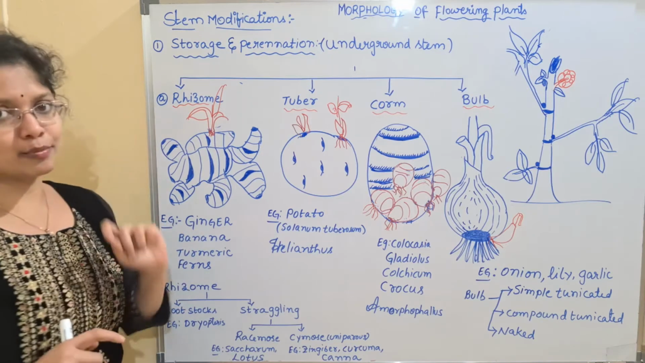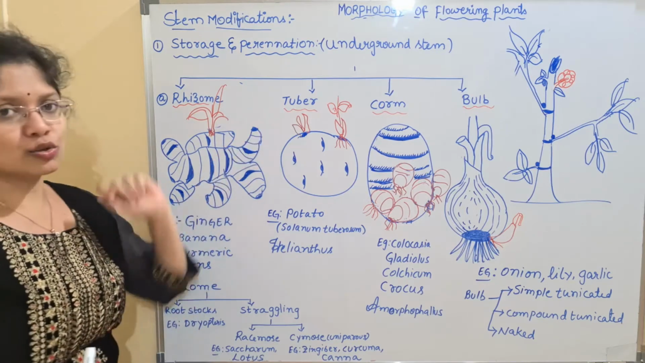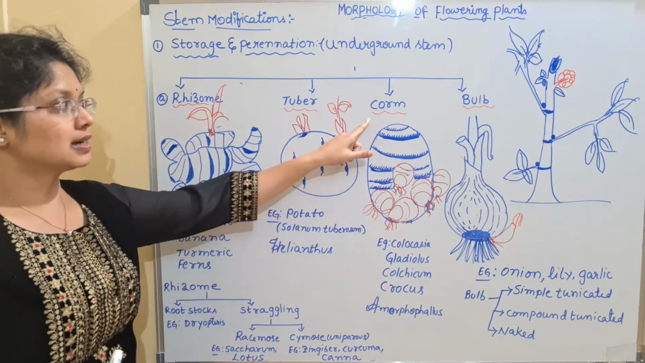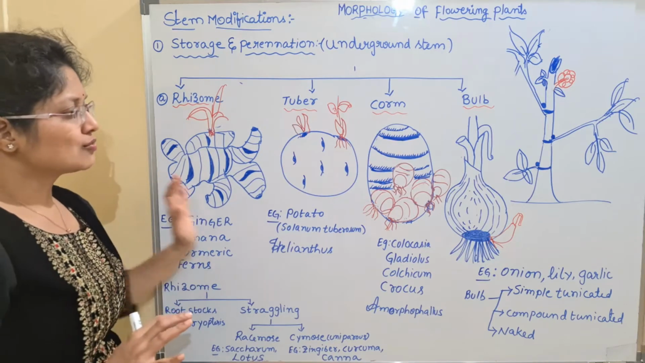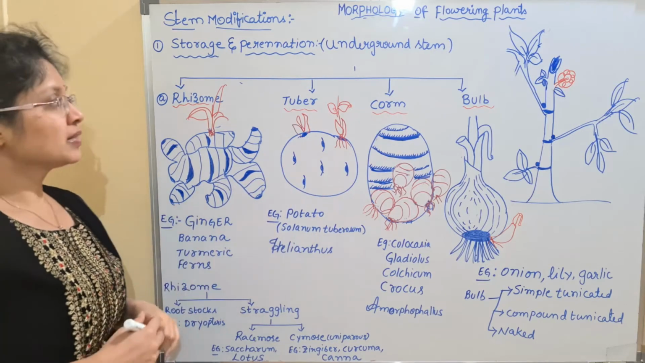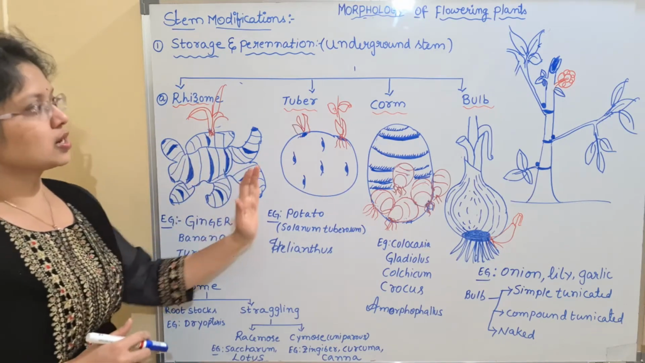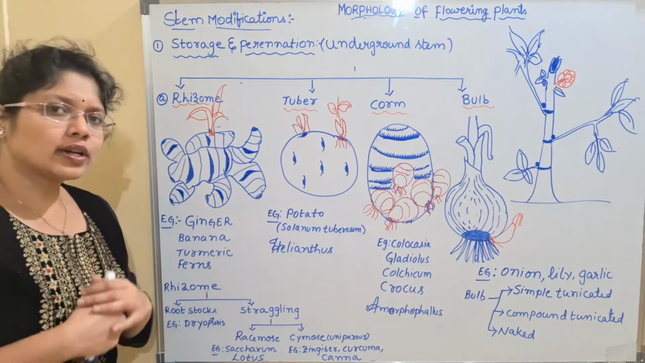The first one is the rhizome. Second is called the tuber. Third is the corm, and fourth is the bud. Okay, so these 4 structures we will be learning today, and mainly these 4 structures store their food material for different purposes.